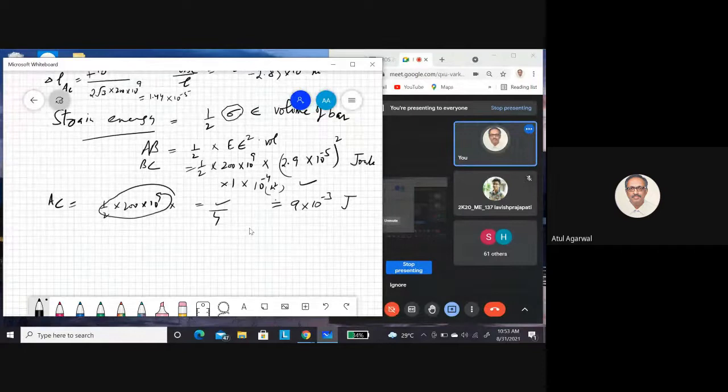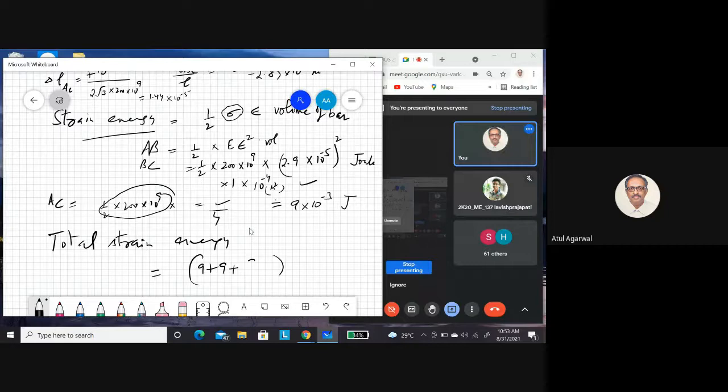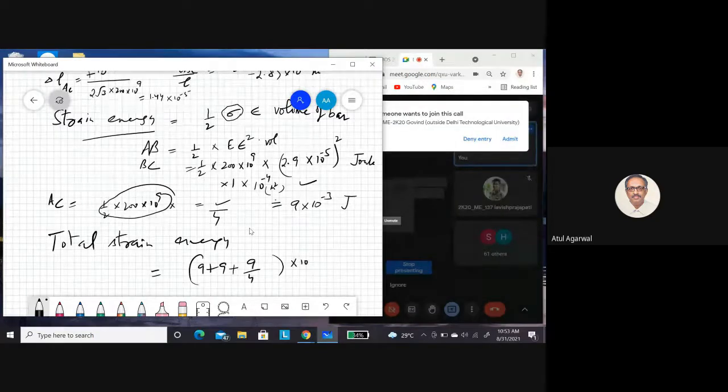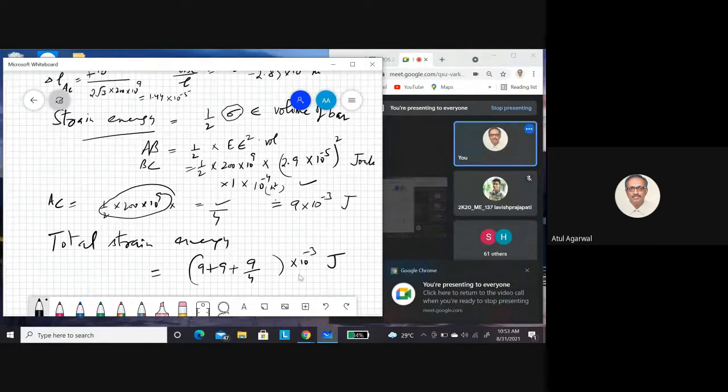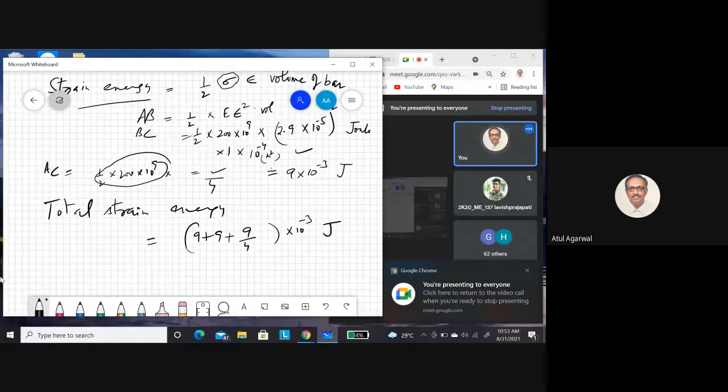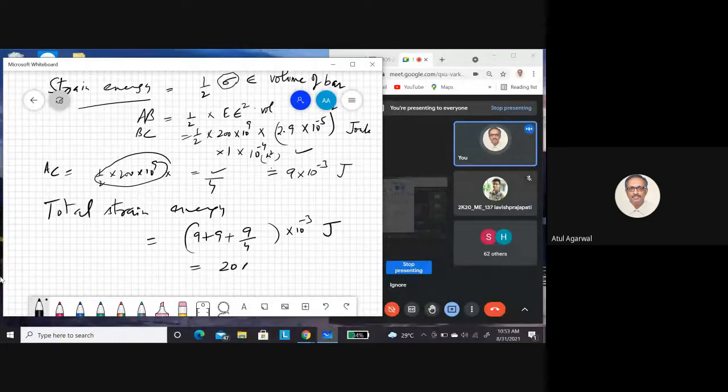So what is the total strain energy? Sum the energy in all the bars. So 9 plus 9. And what is the strain energy in the third bar? 9 by 4. This is the strain energy stored. So this you see is around 20 into 10 power minus 3 joules, or you can say it is 0.02 joules. Okay.